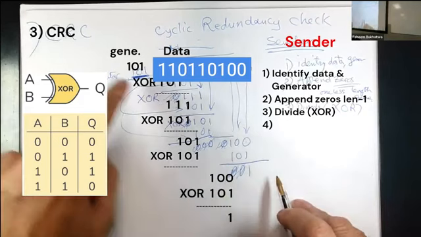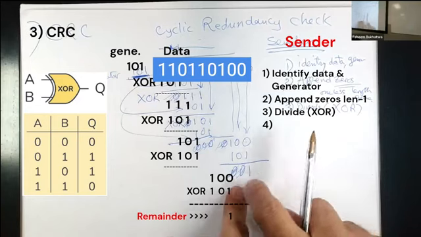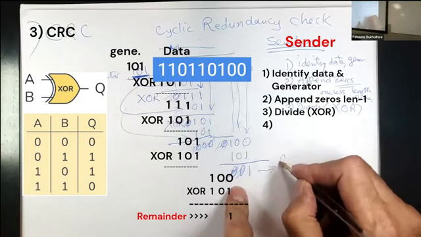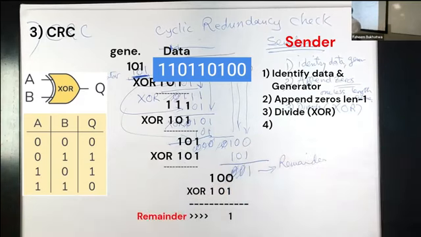What we have is less than the length of the generator. Then we finish. We stop. And that's called the remainder. We call this the remainder. And that's going to be the part.